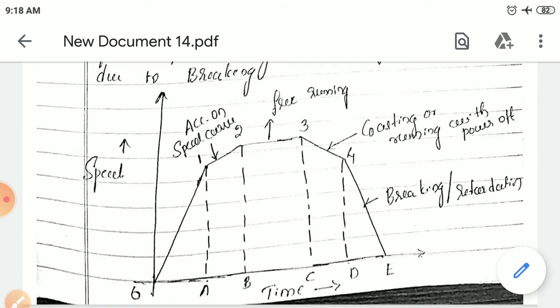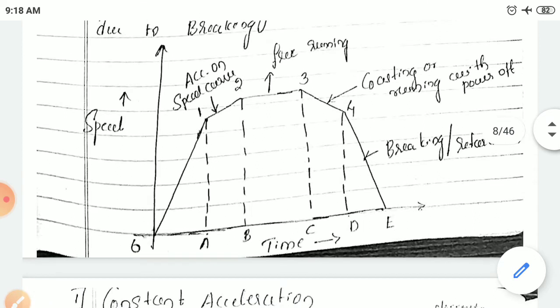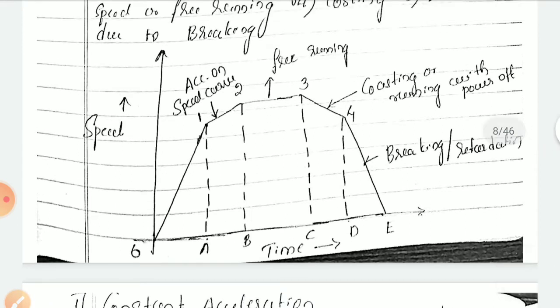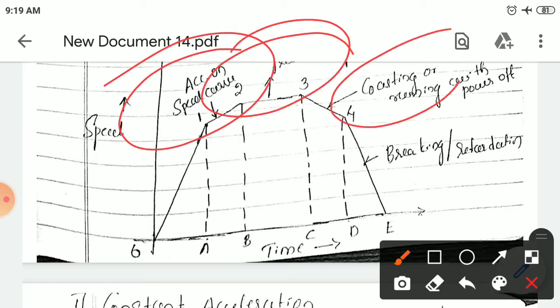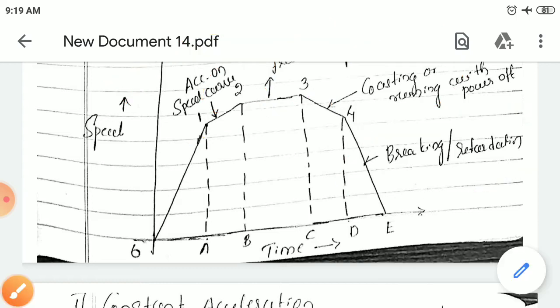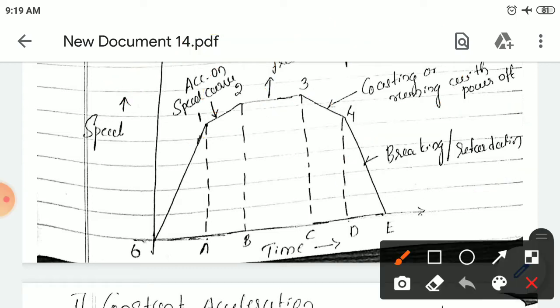So I will define it. Speed time curve is a graphical representation of an actual run of a train, how the train is running. It consists of acceleration, free running, coasting, and braking. Acceleration is where initially the train is at standstill. Once the supply is given, it accelerates from the standstill condition. That period is called acceleration.